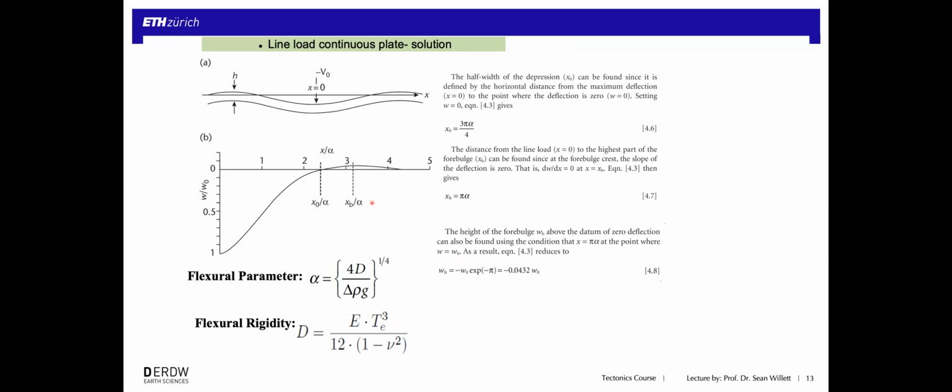They're not terribly complicated expressions. They're a function of the physical properties of the plate, the thickness and the elastic moduli. Those come into the flexural rigidity, and that comes into the flexural parameter. Flexural rigidity is a function of the plate. The flexural parameter is a kind of ratio between the stiffness of the plate and the buoyancy force that's supporting it from below.